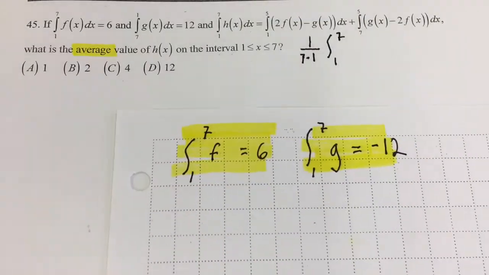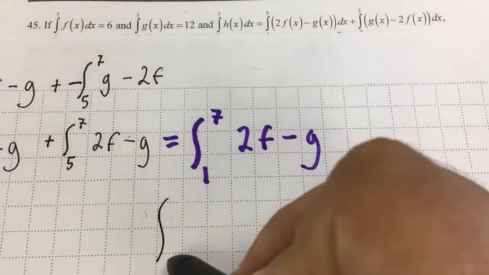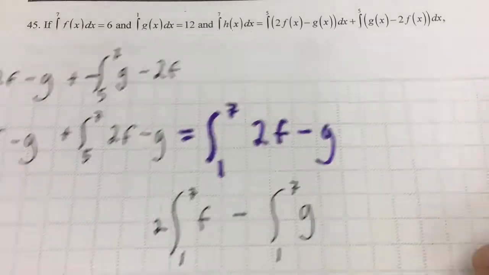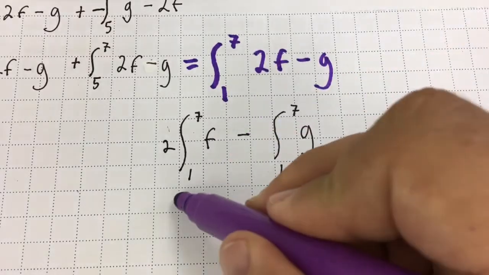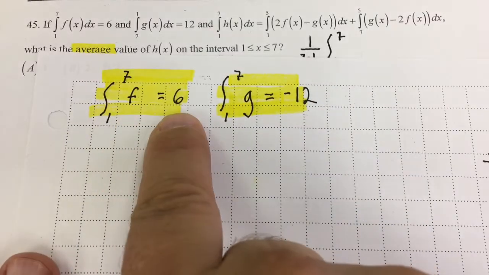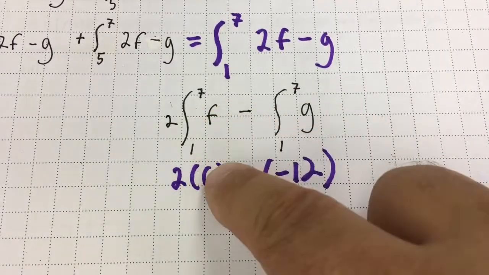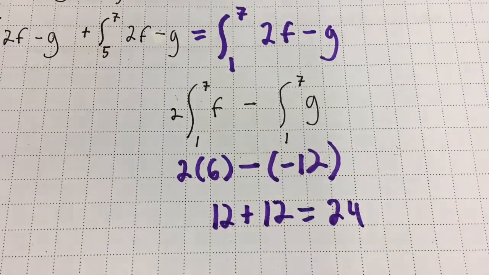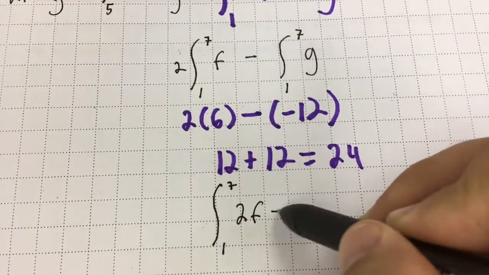From earlier, it told me that the integral from 1 to 7 of f was 6. So I can rewrite this a little bit. This is going to give me two new integrals: 1 to 7 of 2f minus 1 to 7 of g. Let's see. f was 6 and g was negative 12. So this is going to be 2 times 6 minus negative 12. Remember, 1 to 7 of f equals 6, but there's a 2 out front, and 1 to 7 of g equals negative 12. So this is going to give me 12 plus 12, and that's 24.